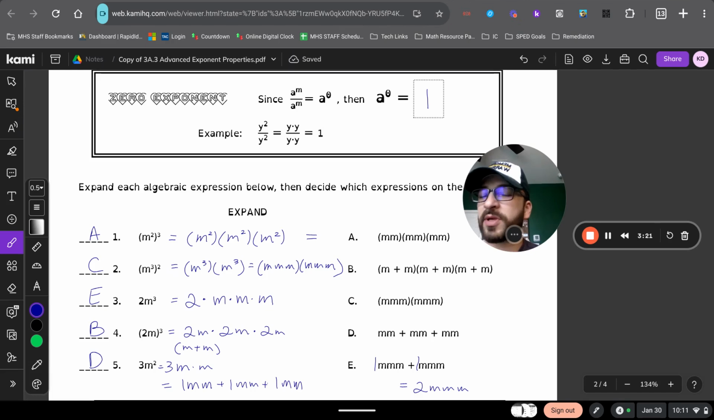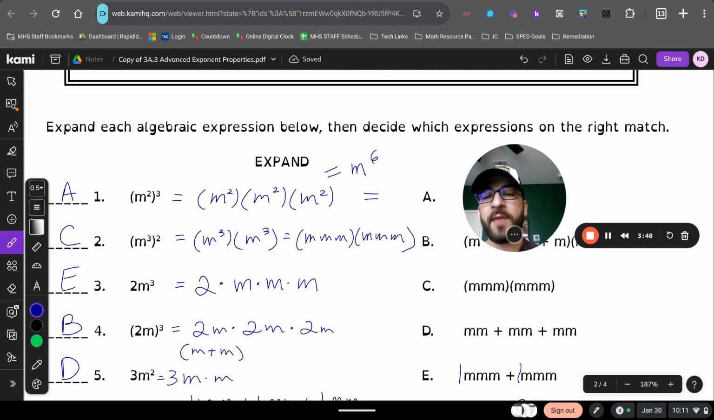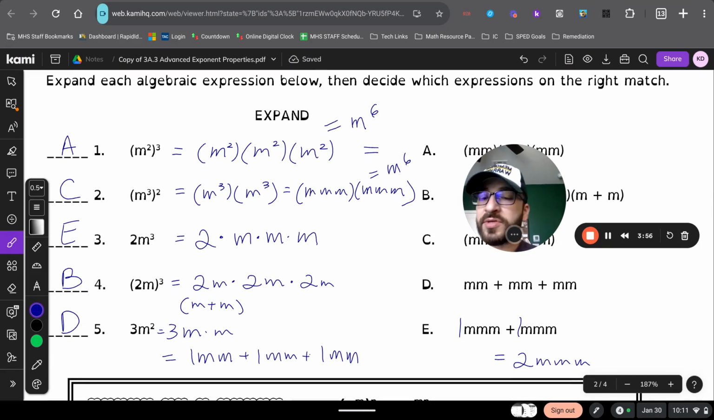Now, one of the conclusions we want to draw from here is how can we simplify m squared cubed or m cubed squared without having to expand? Because that's our goal with our exponent properties. We don't want to have to write these out every single time. Well, if you notice, m squared cubed is equal to m squared times m squared times m squared. And if we did our product property, that would be the exact same thing as m to the 6th. Likewise, over here, m cubed squared, m cubed times m cubed, would also be equal to m to the 6th.